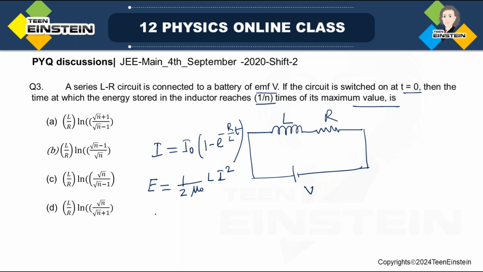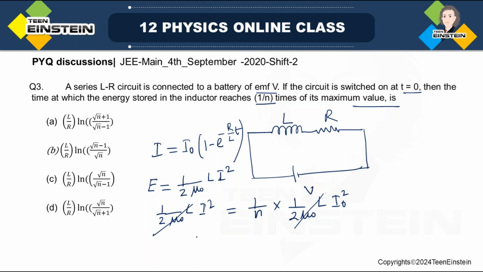So what is the maximum current? At the given instant, let us say that instant is t, the energy of the inductor circuit will be half mu 0 L I square, which is 1 over nth times the maximum value. Maximum value will be half mu 0 L I0, where I0 is the maximum current. So when the maximum current is reached in the circuit, the energy stored by the inductor will be the maximum. So I0 is the maximum current in the circuit. Okay. So from here, look, this term can be cancelled out.